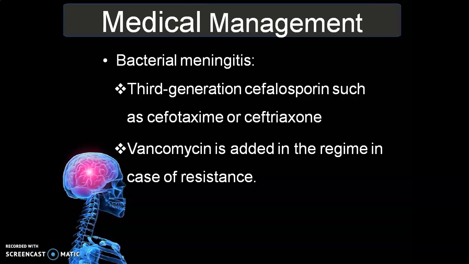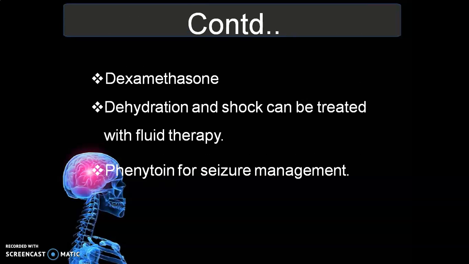So what will be the medical management for this? In bacterial meningitis, a third generation cephalosporin as antibiotic, cefotaxime or ceftriaxone, we have to give IV, and vancomycin is added in the regimen, in case the organism is resistant to the third generation, then we can go for vancomycin. Dexamethasone we can provide to the patient. Dehydration and shock can be treated with fluid therapy. Phenytoin, because in meningitis it is common that it can lead to seizures. So for seizure management we have to go for phenytoin.